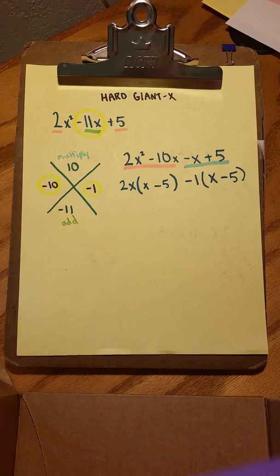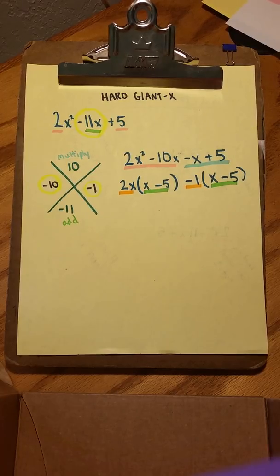Now, by some freak coincidence, we end up with x minus 5 in both of the parentheses. Outside of the parentheses, we have a 2x and a minus 1. Our final answer is 2x minus 1 times x minus 5.